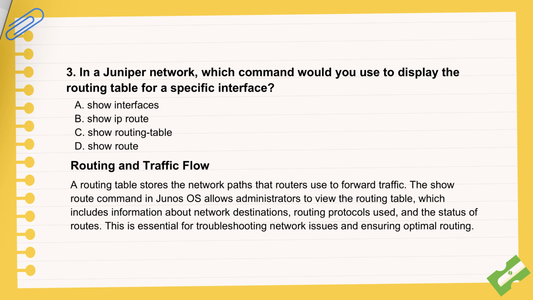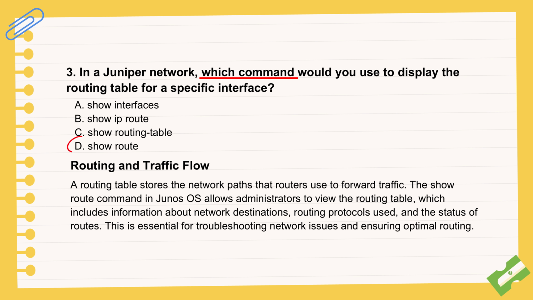Okay, good point. Question 3 takes us to the CLI, the command line. In a Juniper network, which command displays the routing table for a specific interface? Options: show interfaces, show IP route, show routing table, and show route. Okay, for Junos, it's show route. Show route. Interesting. Not show IP route like some others. Nope. Junos has its own specific syntax. Show route is the standard way to see that routing table. And the explanation backs that up. It shows you everything the router knows: dynamic routes, static ones, directly connected networks.